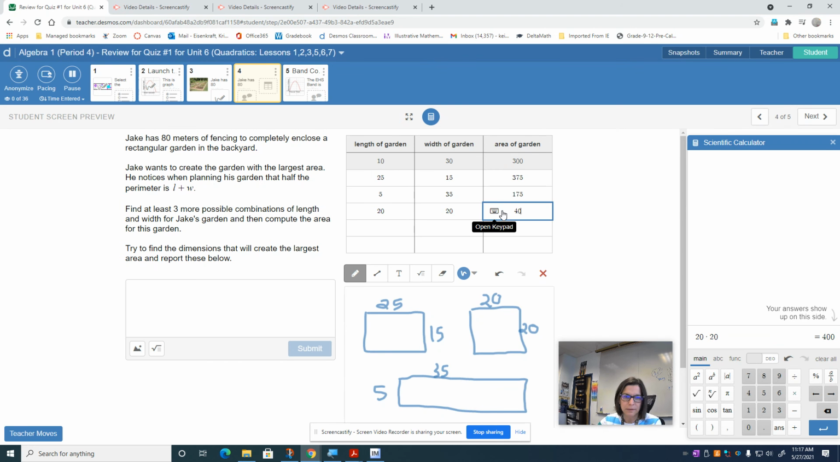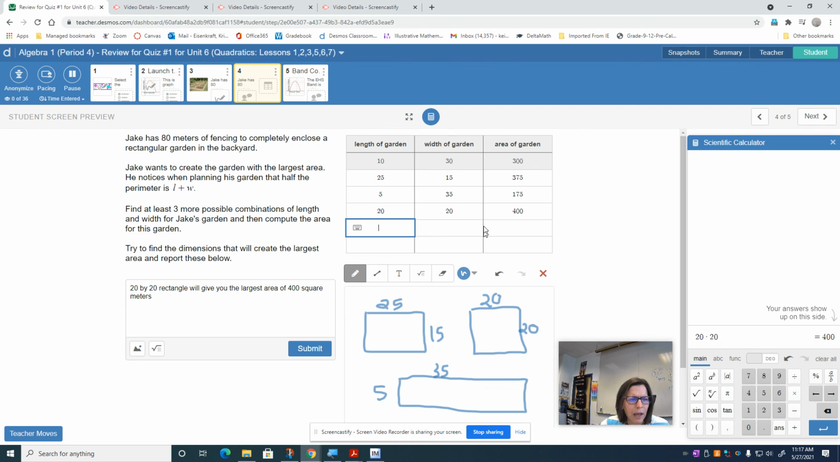That actually maximizes the area, and anything else you try is not going to get you any higher. That was a takeaway from one of our lessons: to maximize the area of a rectangle with a fixed perimeter, you get as close as you can to a perfect square. So a 20 by 20 rectangle, which is actually a square, will give you the largest area of 400 square meters of garden space.